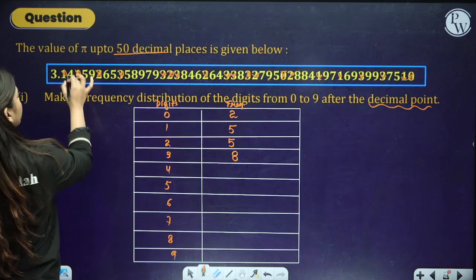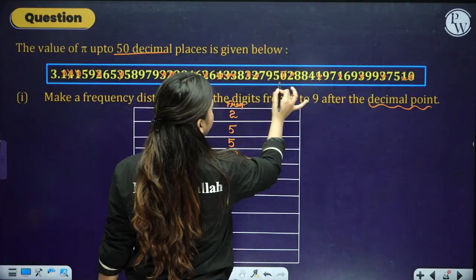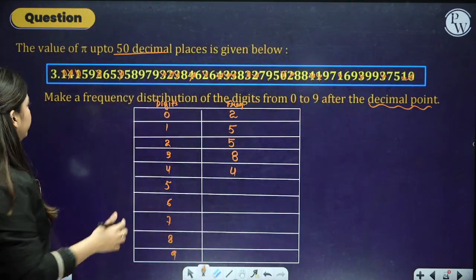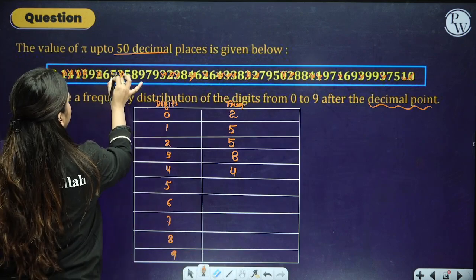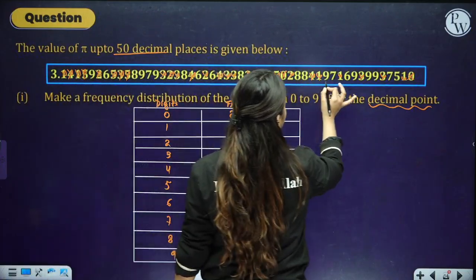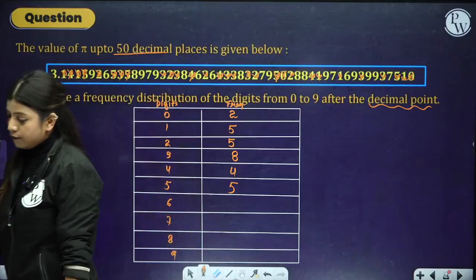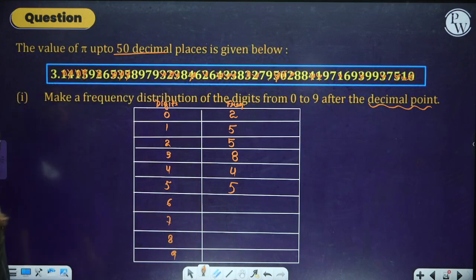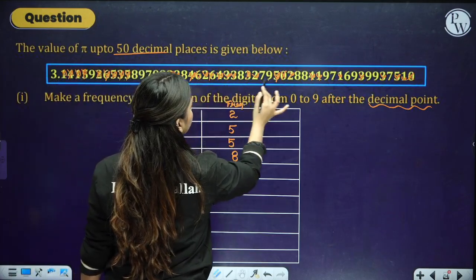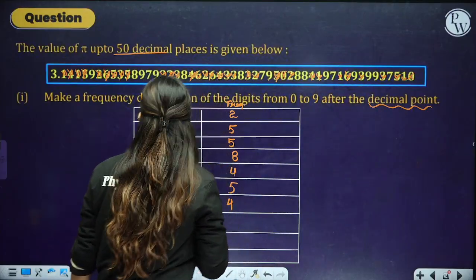Let's calculate for 4. We have 1, 2, 3, 4. So the amount of 4 is 4. Now calculate for 5. We have 1, 2, 3, 4, 5. So the number of 5 is also 5. Now let's check for 6. We have 1, 2, 3 and 4. That's it, 4.